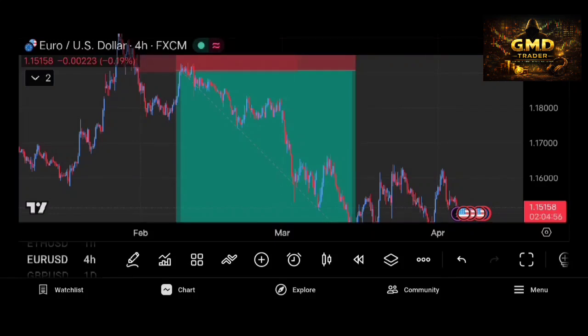Hello everyone, I am GMD Trader and I am here to tell you about how smart money liquidates your stop losses into their profit. This chart right here is a proper example of AMD structure: accumulation, manipulation, distribution. Today I will show you how it actually works, so next time you won't get trapped inside it.